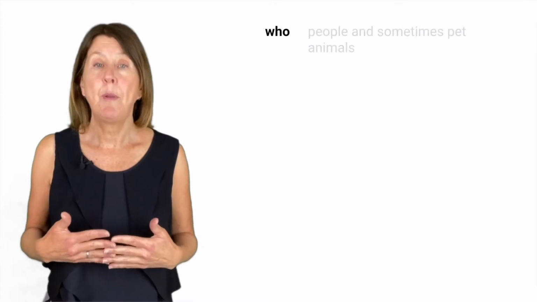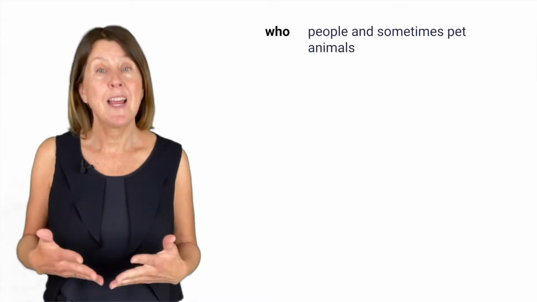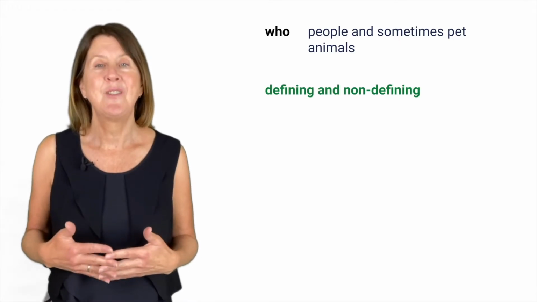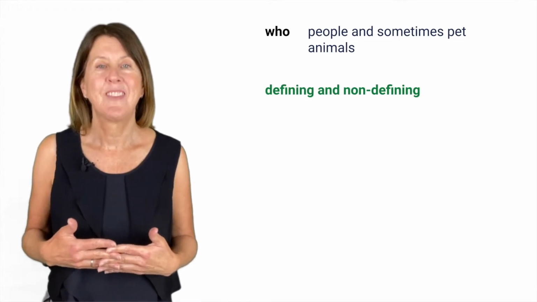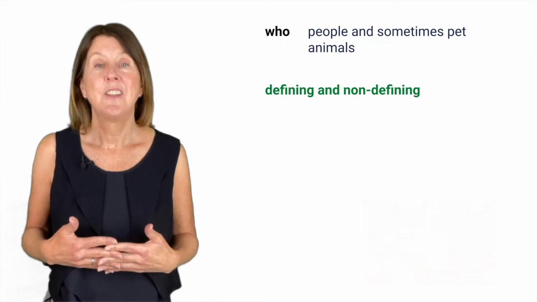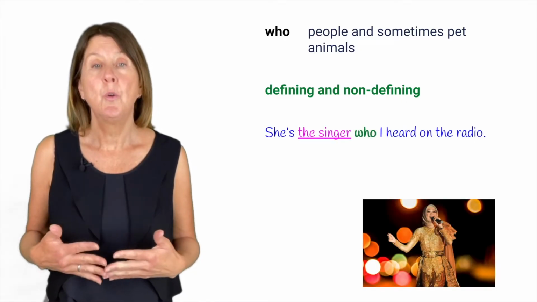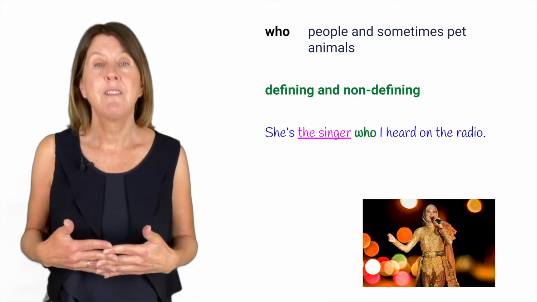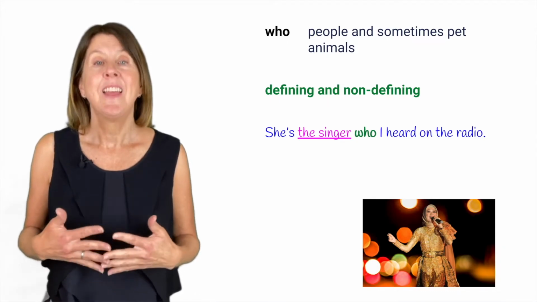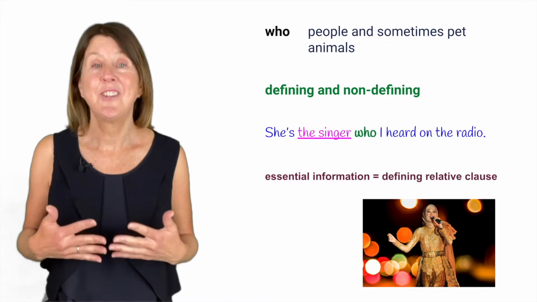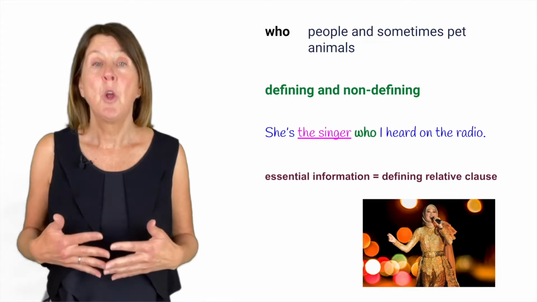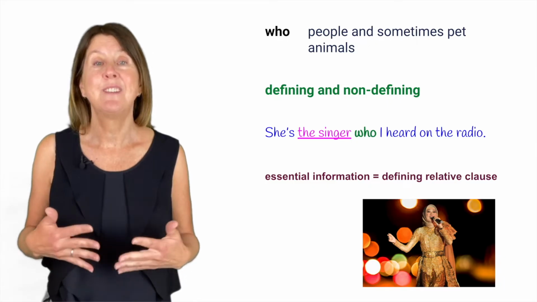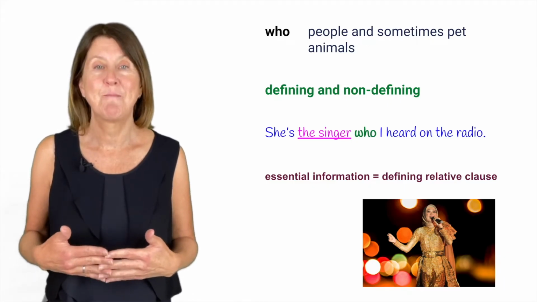Who is used for people and sometimes pet animals and can be used in both defining and non-defining relative clauses. For example, she's the singer who I heard on the radio. Who is referring to the singer. It's giving us essential information to know who we are referring to and therefore is a defining relative clause.